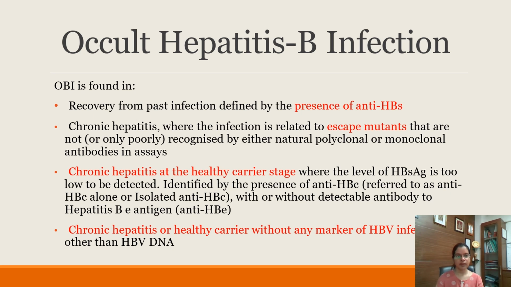Now it is found in recovery from past infection, which is defined by the presence of anti-HBs. Chronic hepatitis, where the infection is related to escape mutants that are not recognized by either natural polyclonal or monoclonal antibodies in assays. Chronic hepatitis at the healthy carrier stage, where the level of HBsAg is too low to be detected. It is identified by the presence of anti-HBc with or without detectable antibody to hepatitis B e antigen, or chronic hepatitis or healthy carrier without any marker of HBV infection other than the HBV DNA.